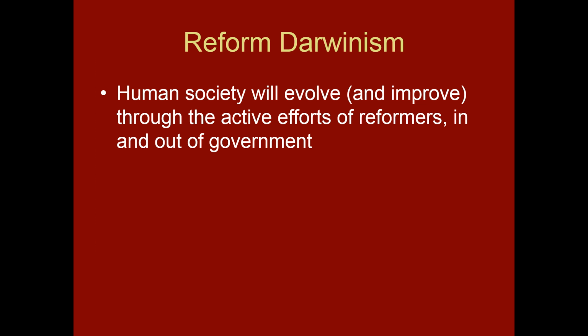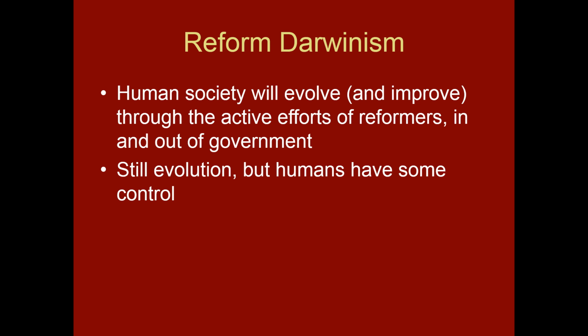Now, there was a milder form of Darwinism that is called Reform Darwinism. And it agreed with social Darwinists in that human society will evolve and improve, but it will happen with the active efforts of reformers. So, although this evolution was inevitable, reformers could have a role in it. They could influence it, whether they're in government or outside of government. There's still evolution, but humans have some control.